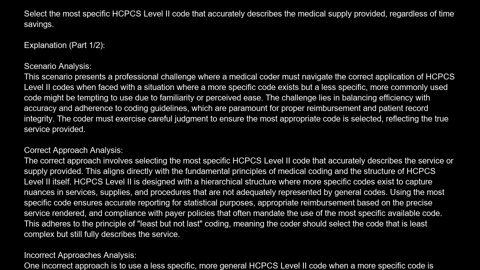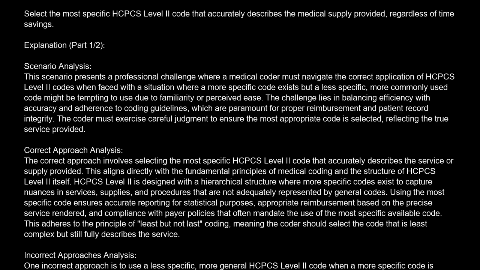The challenge lies in balancing efficiency with accuracy and adherence to coding guidelines, which are paramount for proper reimbursement and patient record integrity. The coder must exercise careful judgment to ensure the most appropriate code is selected, reflecting the true service provided. Correct approach analysis. The correct approach involves selecting the most specific HCPCS Level II code that accurately describes the service or supply provided. This aligns directly with the fundamental principles of medical coding and the structure of HCPCS Level II itself.